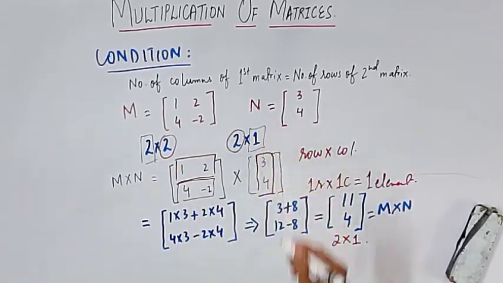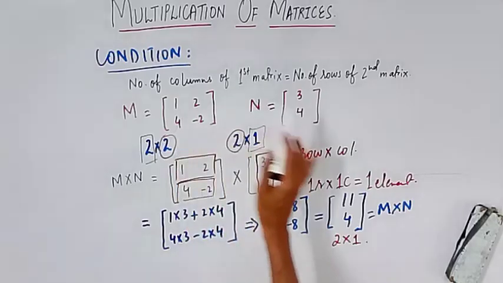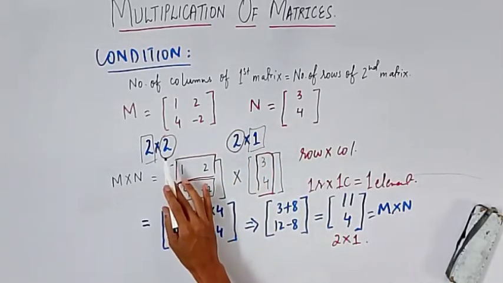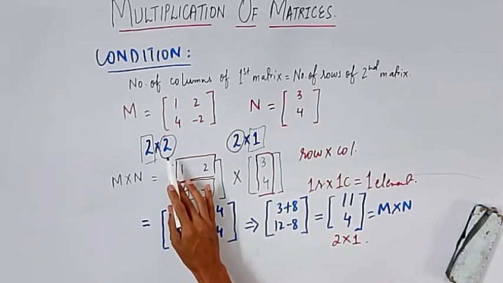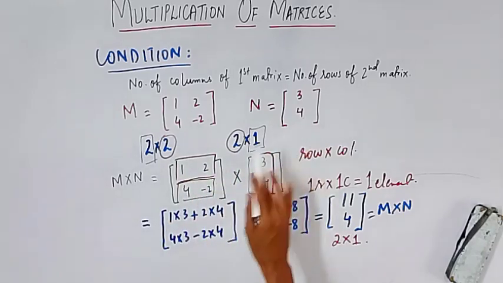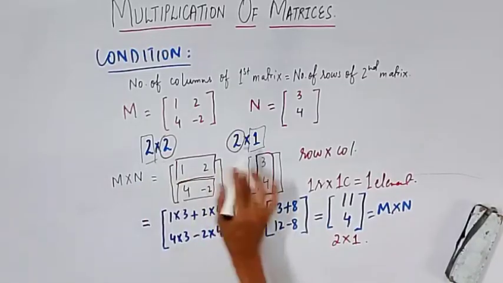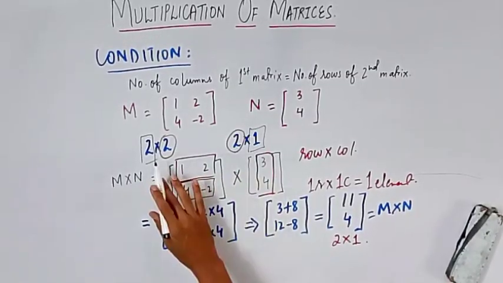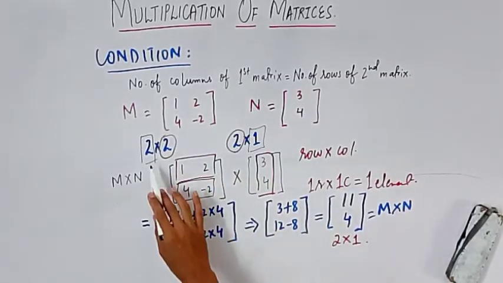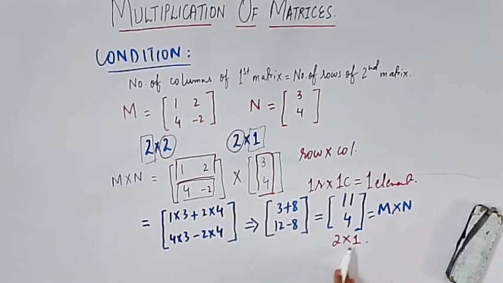From here we can understand that the original matrices order, first matrix columns and second matrix row should be equal for the multiplication condition, and the other two numbers will give you actually the order of the answer. You can see it is 2 by 1, so it is also coming 2 by 1. So this is how you can check that your answer is also correct.